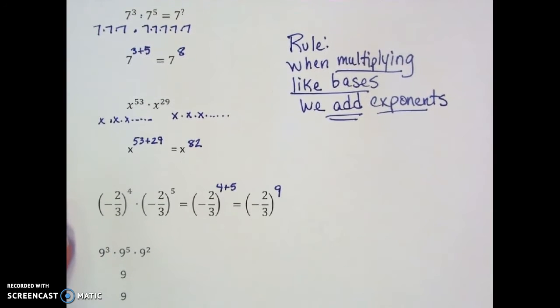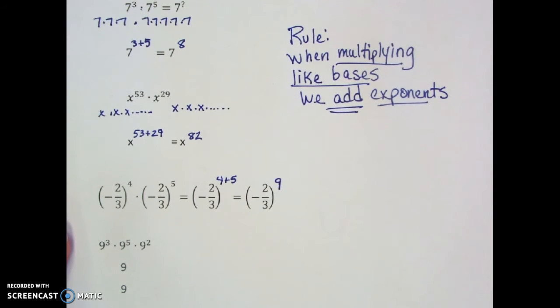All right, let me slide this up just a little to get this next one. 9 to the third times 9 to the fifth times 9 to the second. Now we have 3 pieces, but it's not going to make any difference. You're still going to do it the same way. So we have 9 times 9 times 9, and then 5 of them, and then 2 of them. So 3 and 5 and 2 added together give us a total of 10. So 9 to the 10th power.